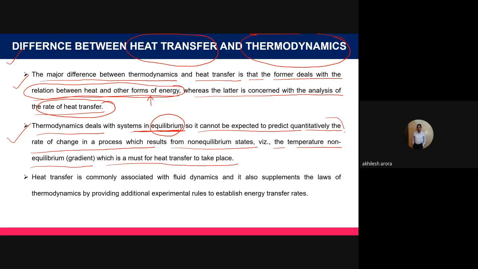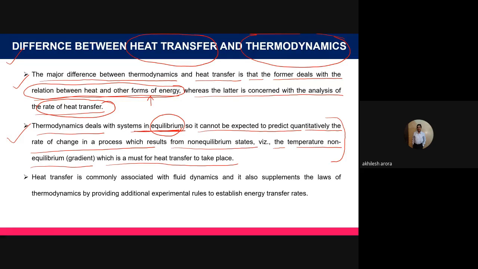Now this is a very important point when we talk about the subject of heat transfer. See, when in thermodynamics we talk about heat transfer or work transfer, or any process, we say that the system is in equilibrium with the surroundings, or it is a quasi-static process. Till it is a quasi-static process, we are able to calculate the value of the heat transfer or the work transfer or the change in internal energy or enthalpy. We talk about the equilibrium.